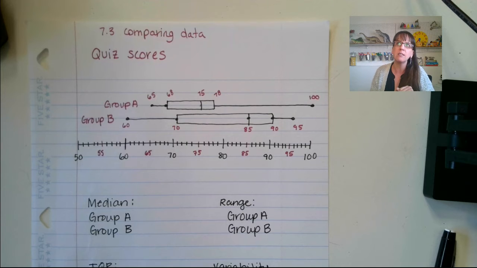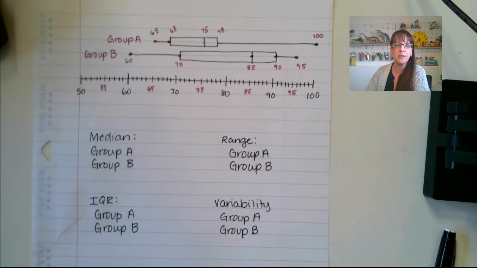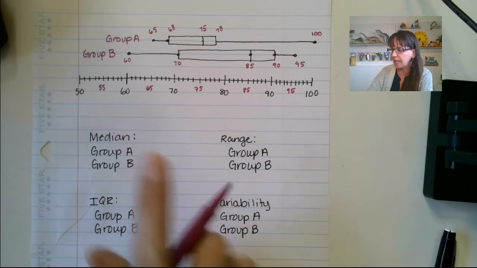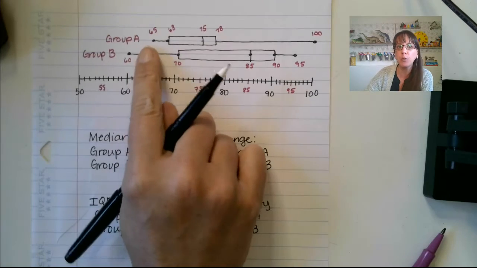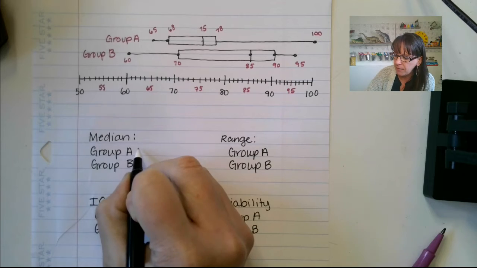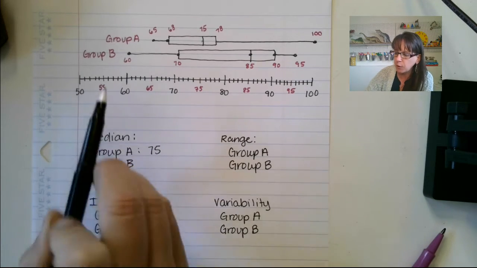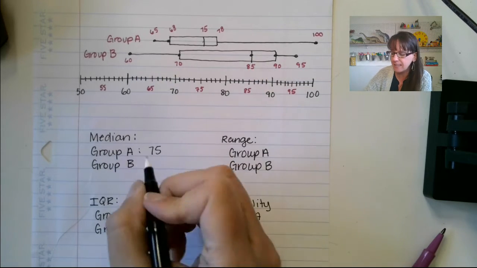So what we want to do is compare the data and see what we can determine by looking at this box and whisker plot. All right, so first things first, we're going to ask about that median. And remember, the median is the one that's right in the middle. So for group A, our median is 75. And for group B, you'll see our median is 85.